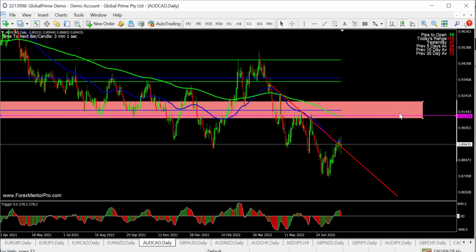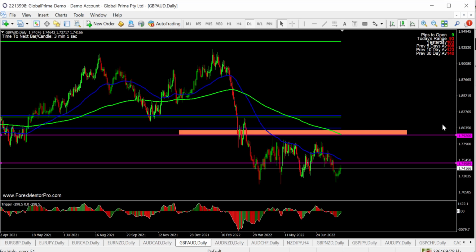Aussie CAD short from 0.91200. I had a channel line again similar to some of the majors. 55, challenging the 55. It's now broken that. Hasn't quite pulled back into the channel. If it does get back up here, I'll look to short.